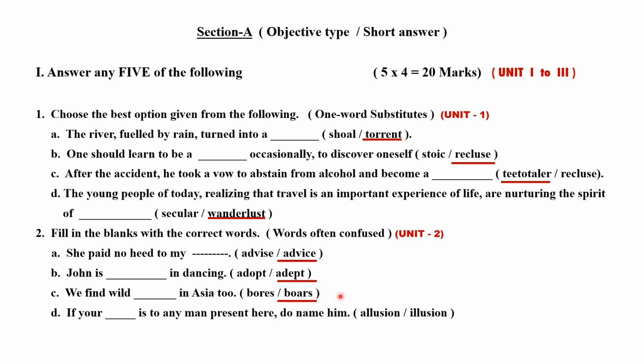Okay. So D. If your dash is to any man present here, do name him. Allusion and illusion. So your answer is allusion, which means giving a hint or some kind of clue. That is the meaning of allusion. So if you are hinting at any man present here, do name him. That is allusion. Illusion means having daydreams or imaginations.